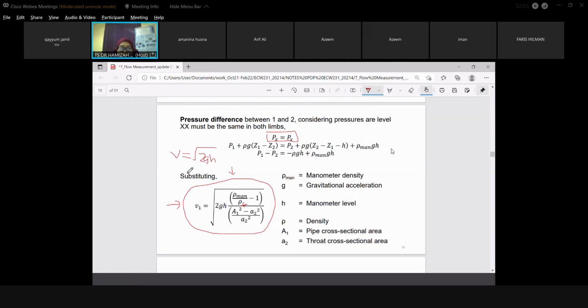It is the same as the question and concept before. If you want to calculate the actual velocity, what do we need? We need the coefficient, right. So we have the coefficient multiplied by V theory. Okay, this is V actual. V actual equals Cv times V theory.